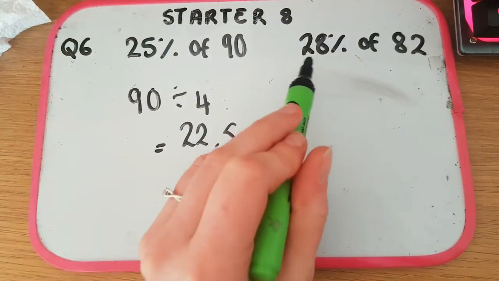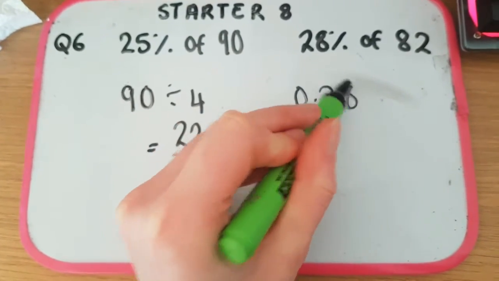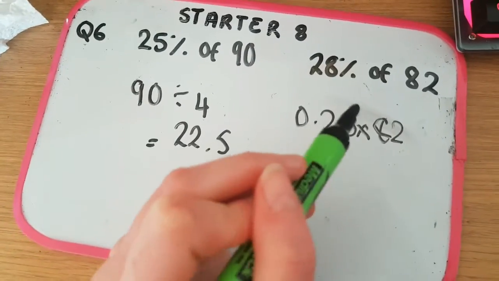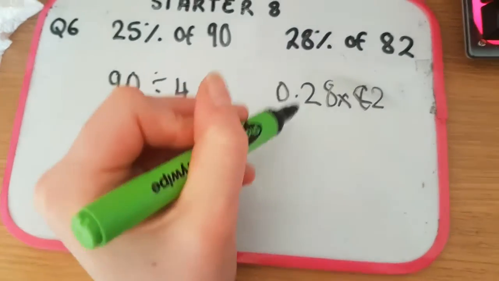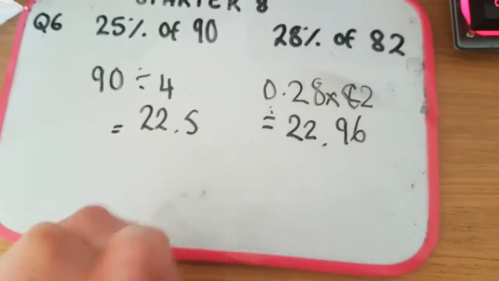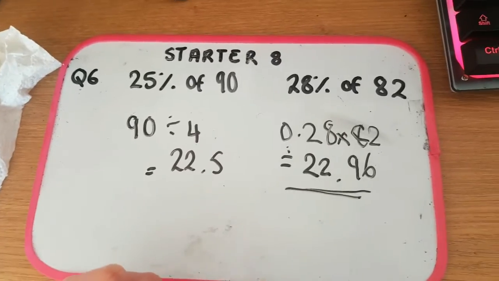And 28% of 82, well, I can write this as 0.28 multiplied by 82. And if I put this on my calculator, I get an answer of 22.96. So I can see that this value is the greater value, 28% of 82.